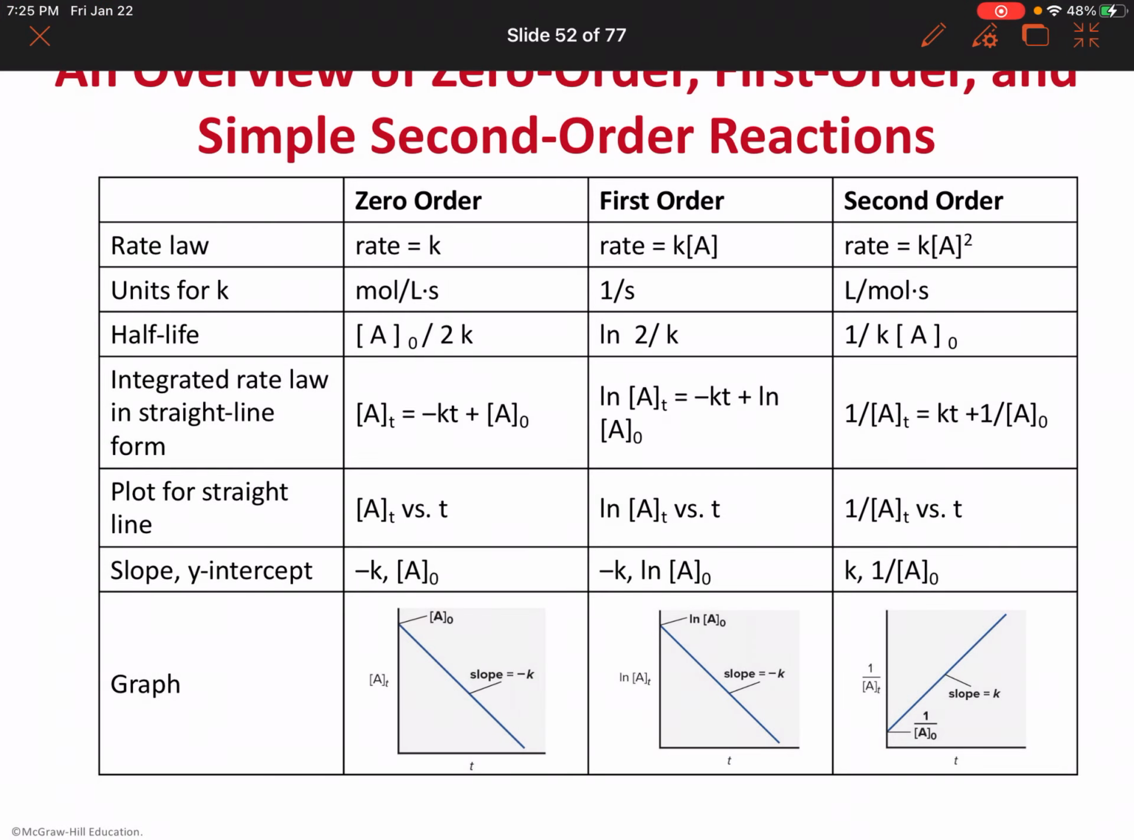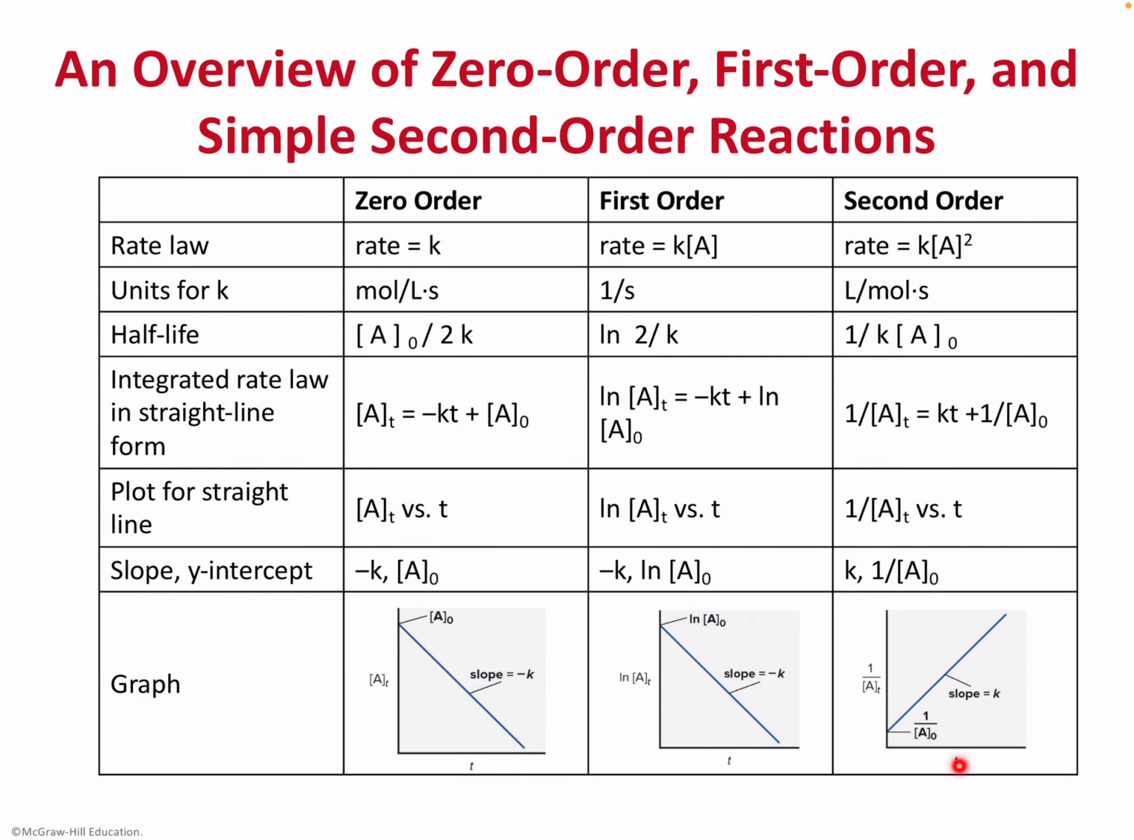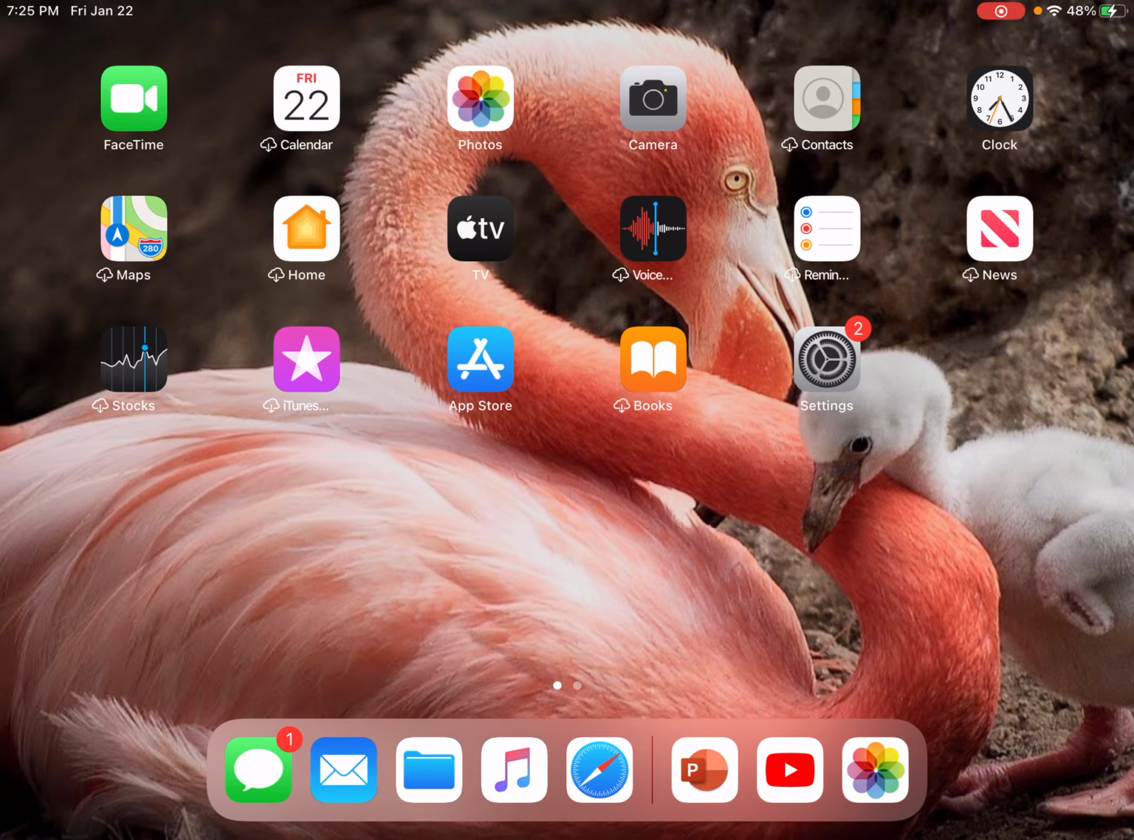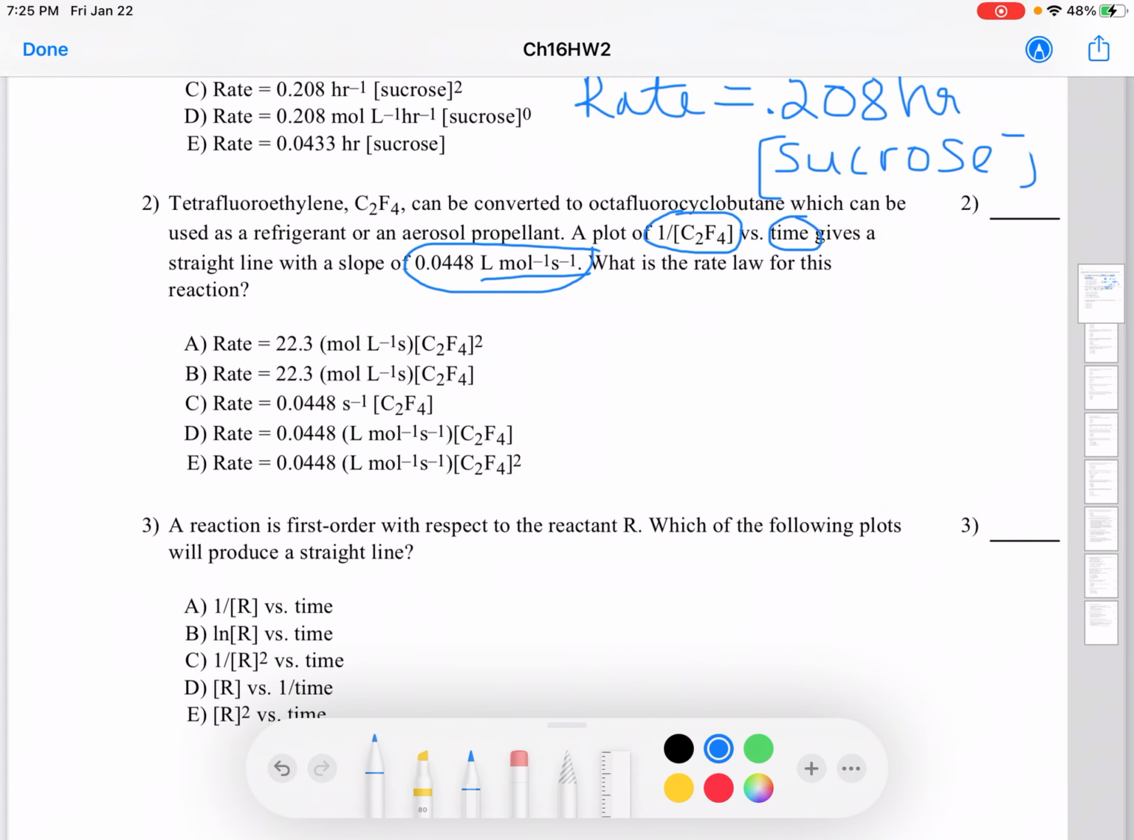Okay, so over here, 1 over concentration versus time gives us a positive slope. You see here the units for k are liters per mole per second, and the graph of 1 over concentration versus time gives a straight line, meaning that it is a second order reaction. So with that in mind, we can go ahead and answer this question.